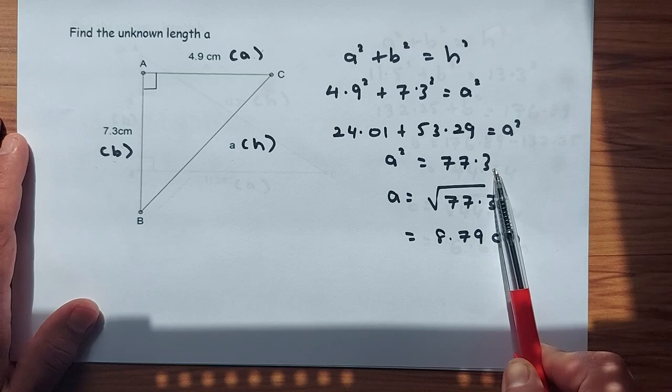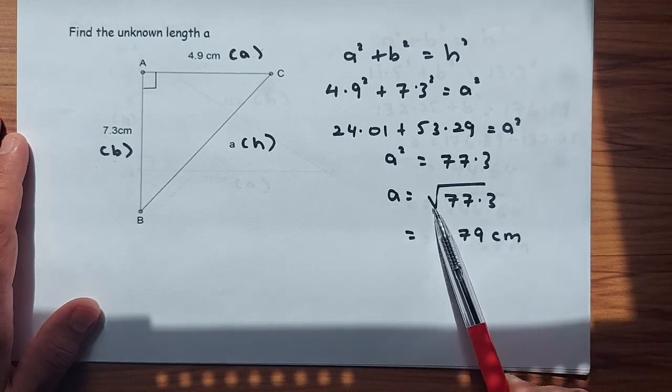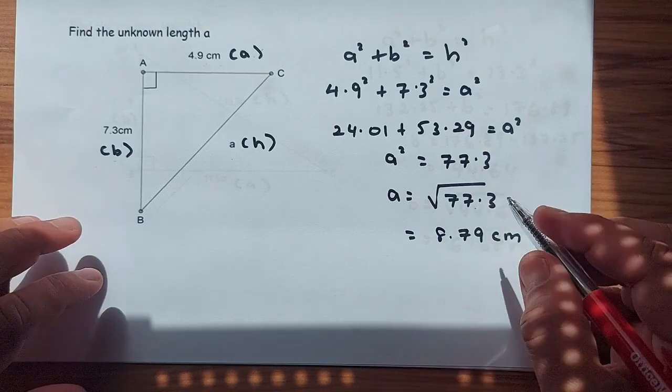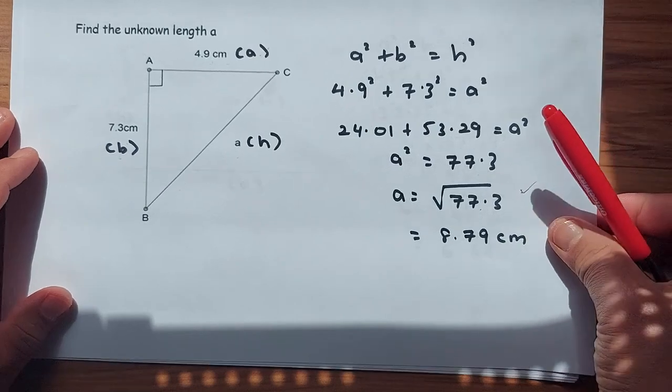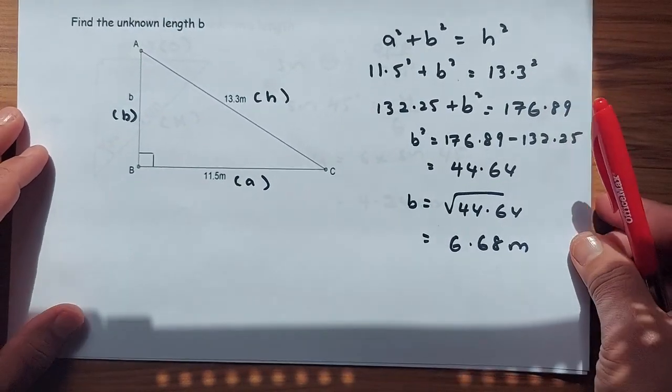Once you have that, because it's an A squared, to get A, you square root the answer. So square root of 77.3, that will give you 8.79, and that will give you a mark in the exam. Not too bad. Okay, so we look at the second example of the Pythagoras theorem.